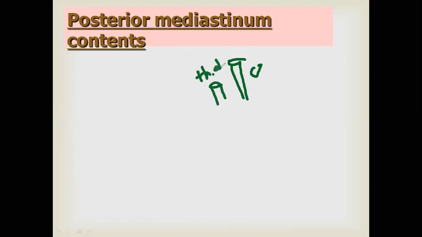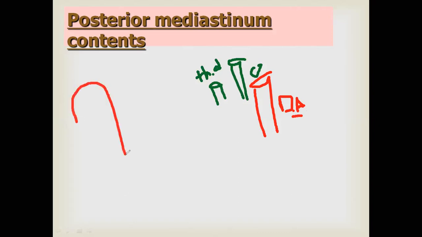And the most important artery here is a very long one, the descending aorta. Each mediastinum contains a characteristic part of the aorta. The middle mediastinum contains the ascending aorta, the superior mediastinum contains the arch, and the posterior contains the descending aorta, because the aorta is like that. This is the arch, this is the ascending aorta, and this is the descending aorta you will see here in the posterior mediastinum.